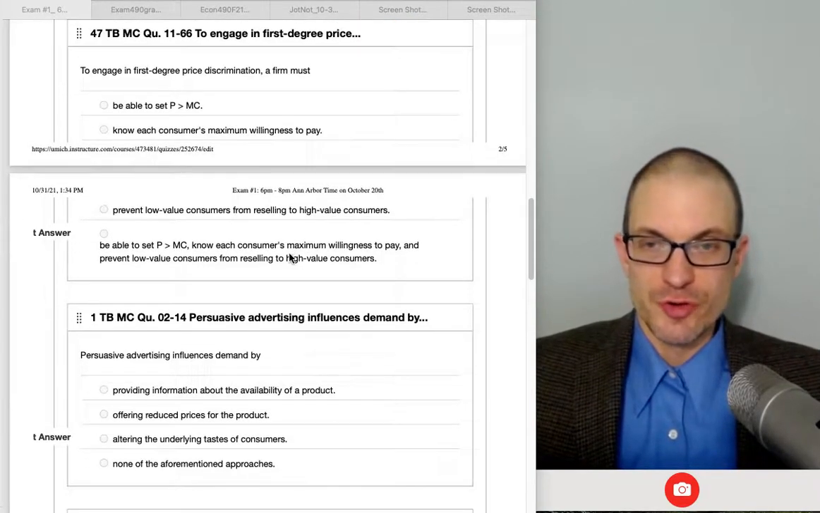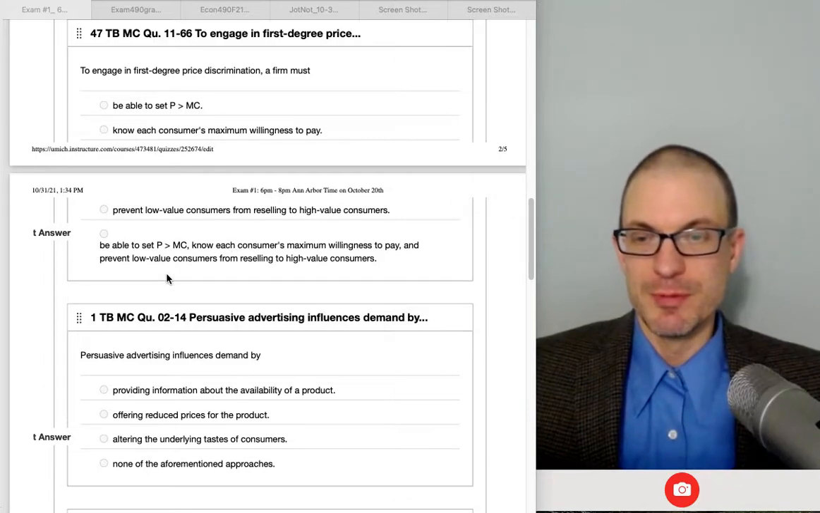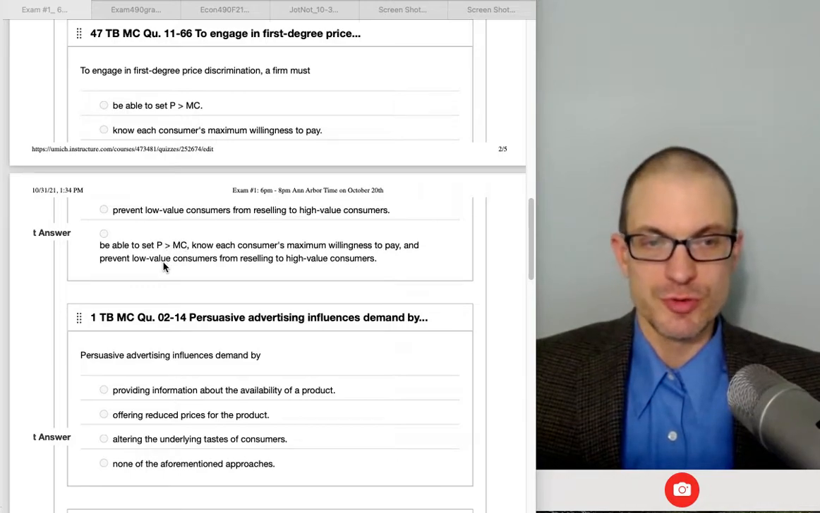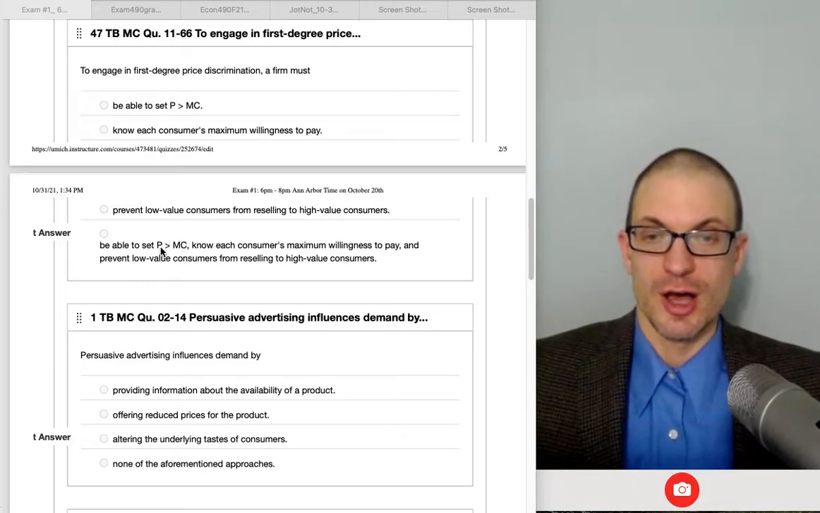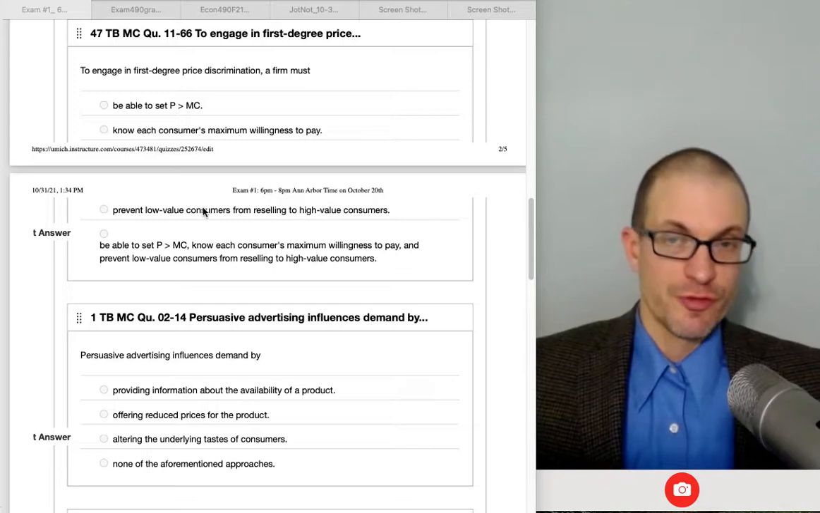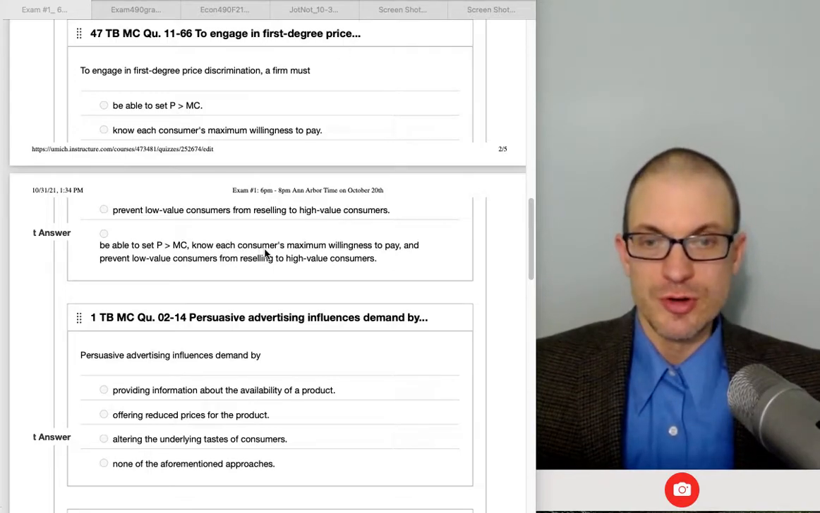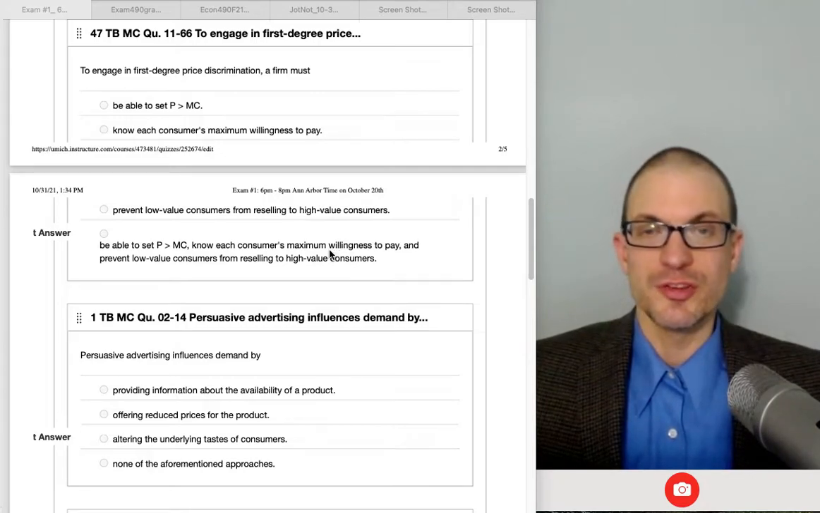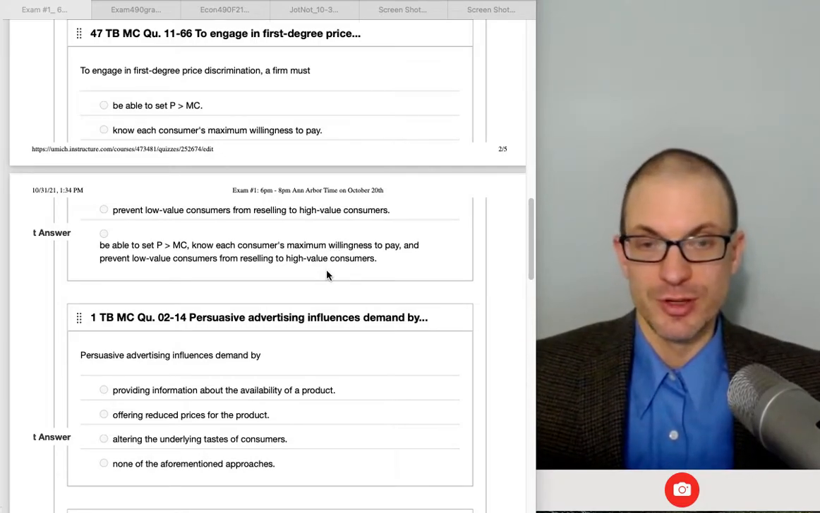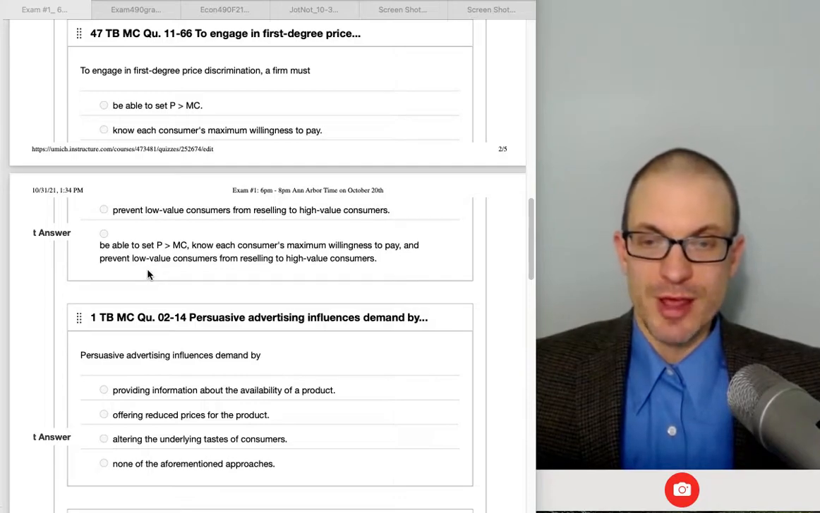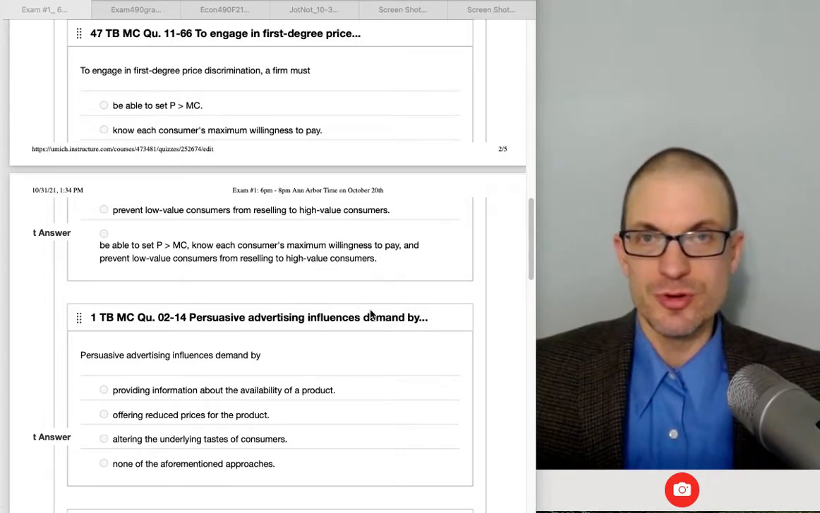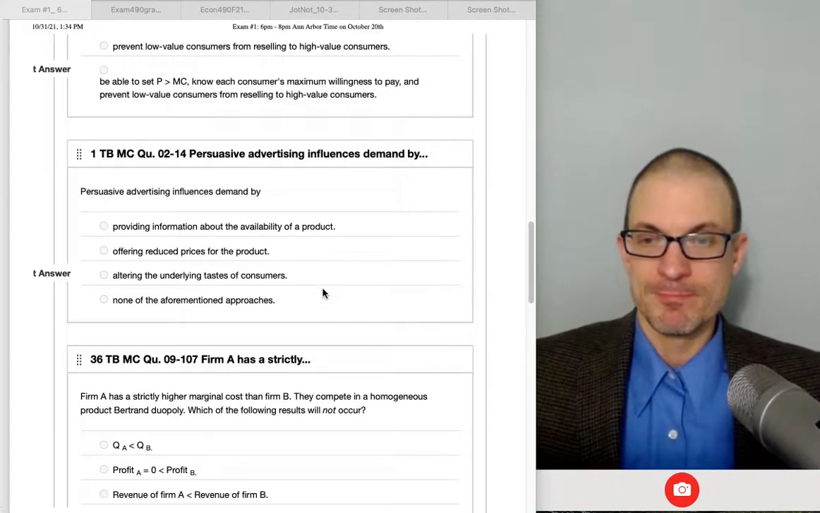To engage in first-degree price discrimination, a firm must have a markup. The ability to produce where price is greater than marginal cost is market power. For first-degree price discrimination, you must also know consumers' maximal willingness to pay, because this is personalized pricing, where you set the price equal to their willingness to pay. And you need to be able to prevent low-value customers from reselling to high-value customers. That's the arbitrage opportunity that you want to disallow.